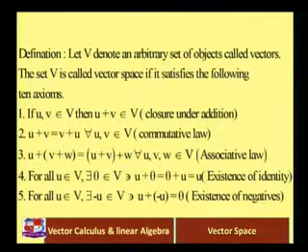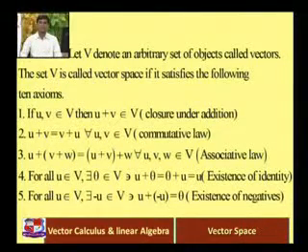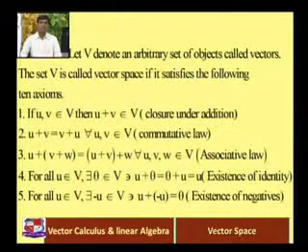Here is the first definition of a vector space. Let's see what the definition is. Let V denote an arbitrary set of objects called vectors. The set V is called a vector space if it satisfies the following 10 conditions, the following 10 axioms. Sometimes it is also called a linear space or linear vector space.